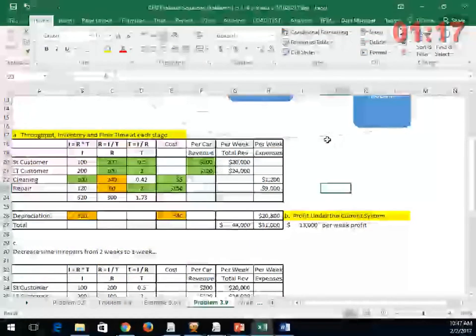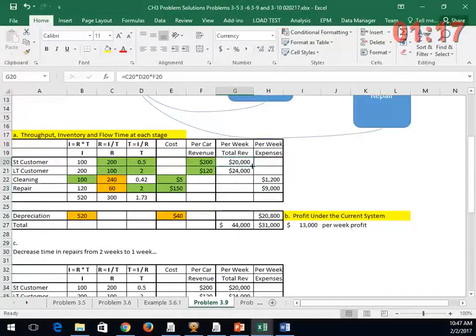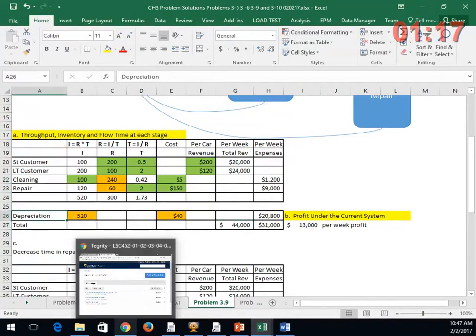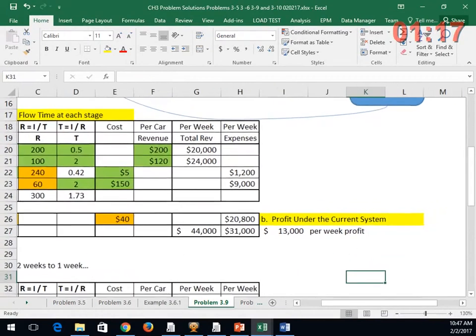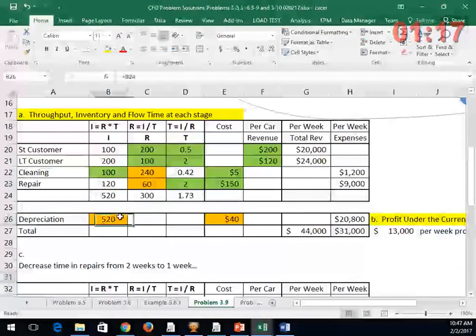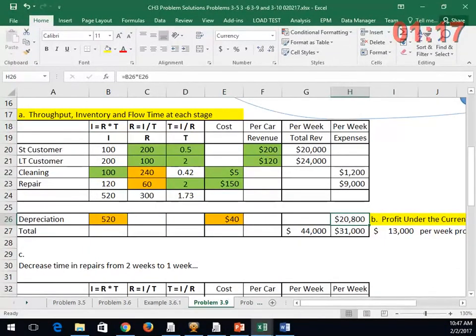Okay, so here's that table that we just put together. Here's our total revenue, here's our total expenses. So if I say that I have $44,000 in total revenue, and oh, by the way, we need to take into account depreciation, because remember it told us that we had $40 per week per car for depreciation. Okay, so 520 times 40 gives us $20,800 in depreciation. So our total costs then are the cleaning, the repairs, and the depreciation summed up. Okay, and that tells us that we have $13,000 per week in profit.